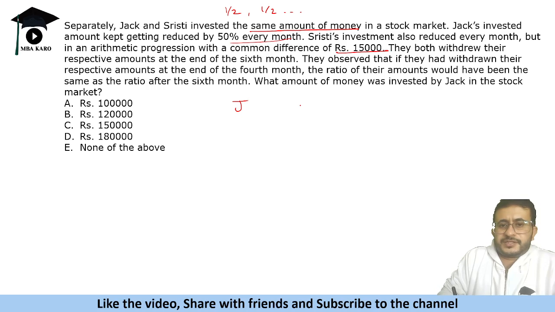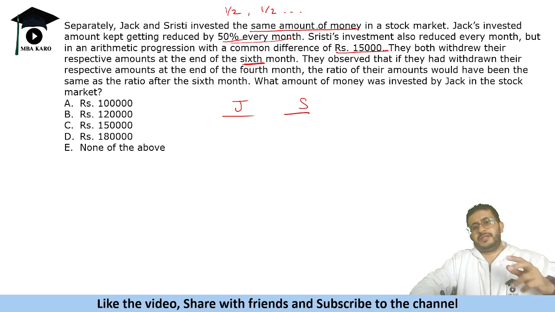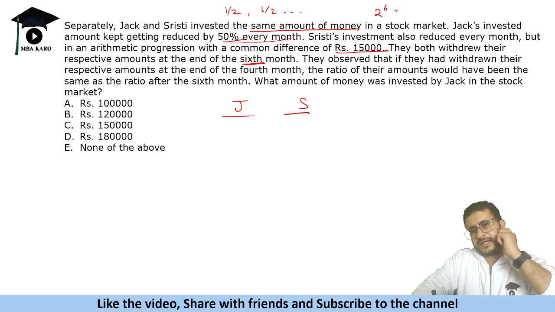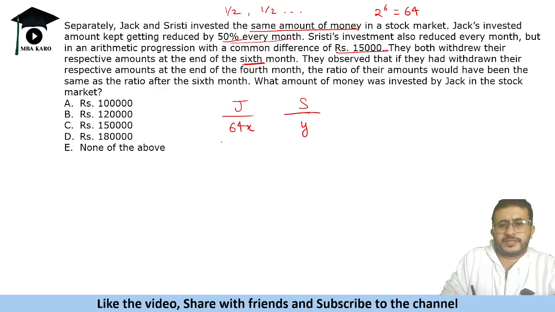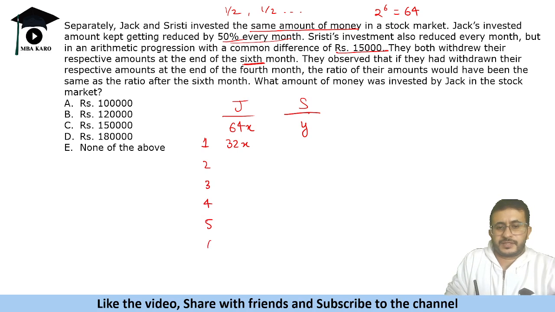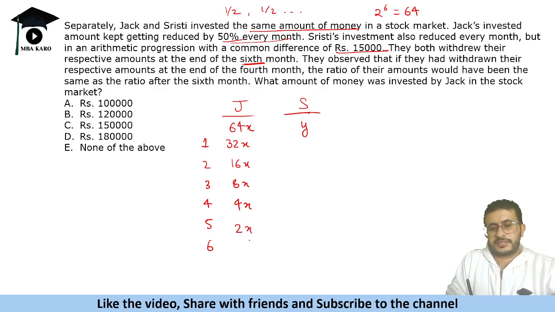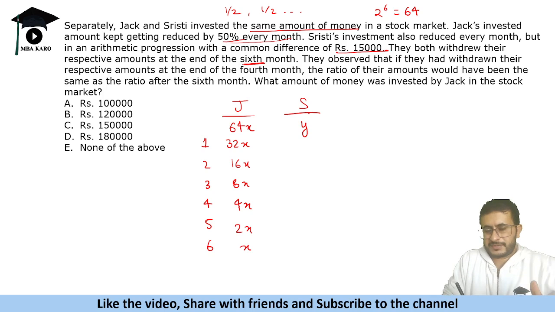So we have Jack and Srishti. Now we are going for a 6-month duration. Let us take 2 to the power 6 as 64. So suppose Jack invested 64x and Srishti invested some y rupees. After 1 month it will become 32x. After 2, 3, 4, 5, 6 months: 16x, 8x, 4x. Essentially we need only the 4th and 6th month. So this becomes half.